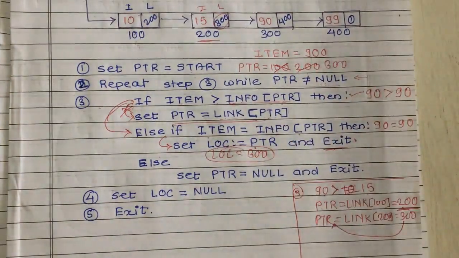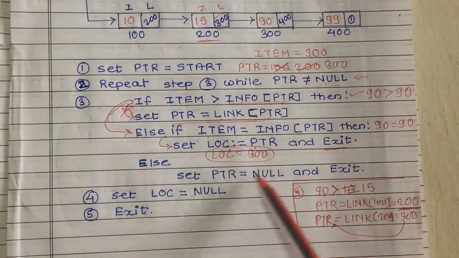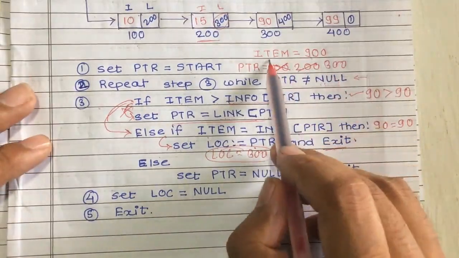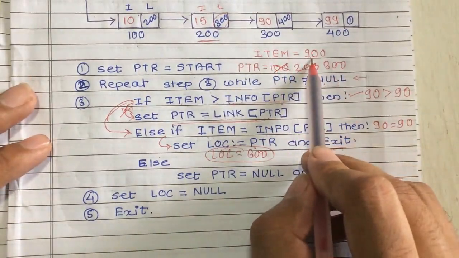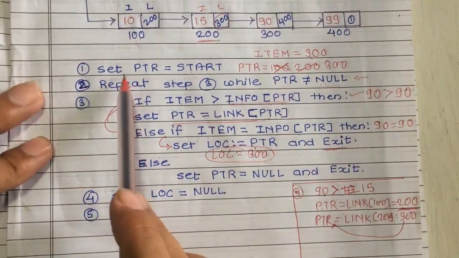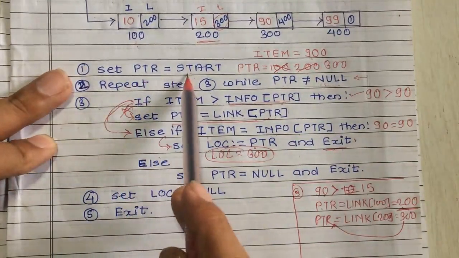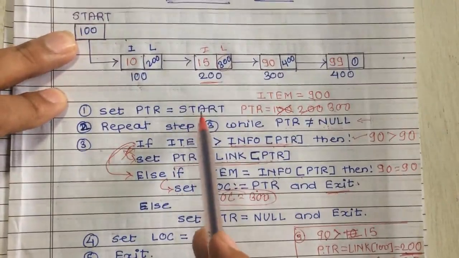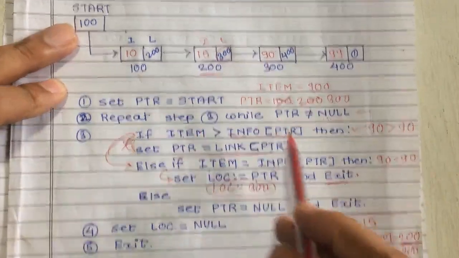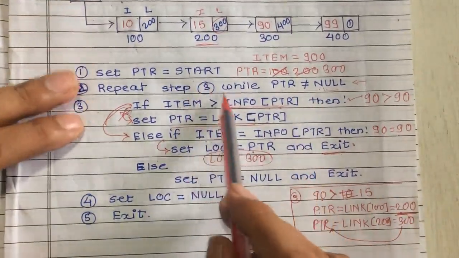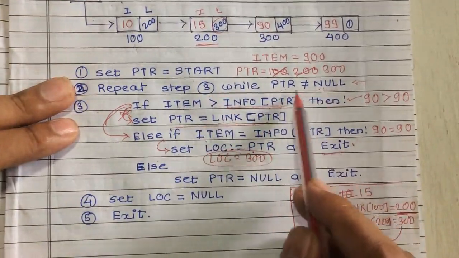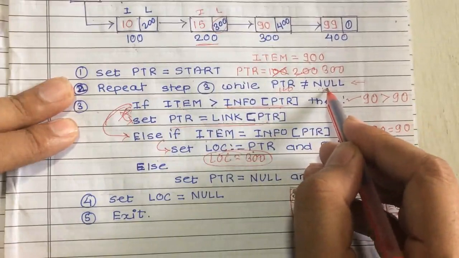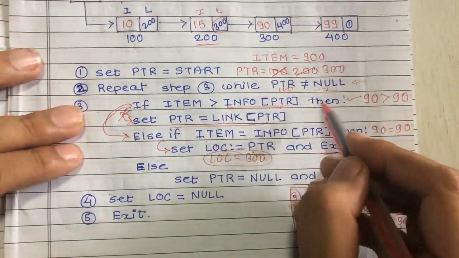Then the same process will get executed. Now suppose item is equals to 900. In that case, again the same first step will get executed: PTR is equals to start. The value of start is 100, so the value of PTR becomes 100. Then it will check the condition PTR is equals to null. 100 is not equals to null, so the condition is true. Control will come inside this.